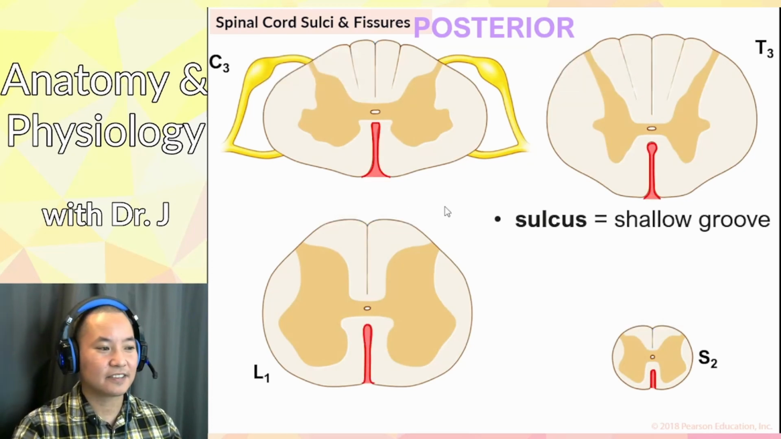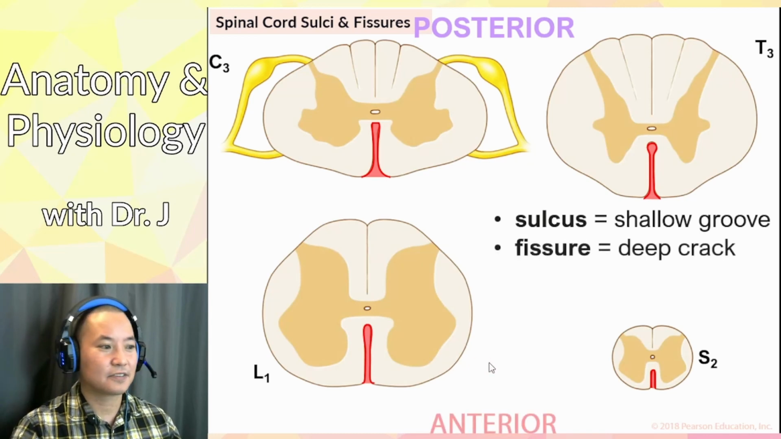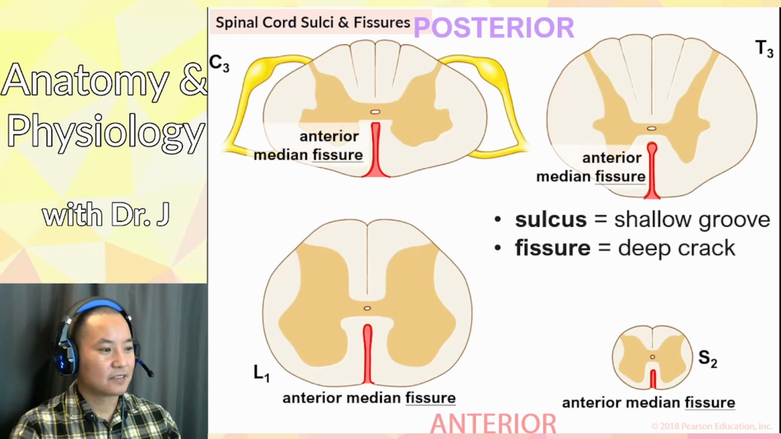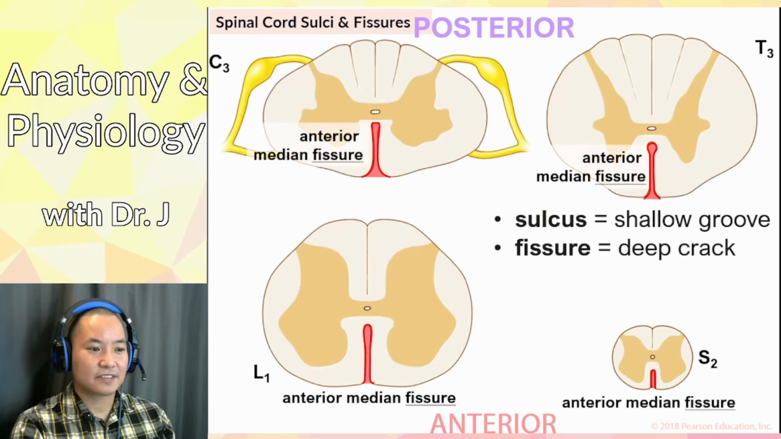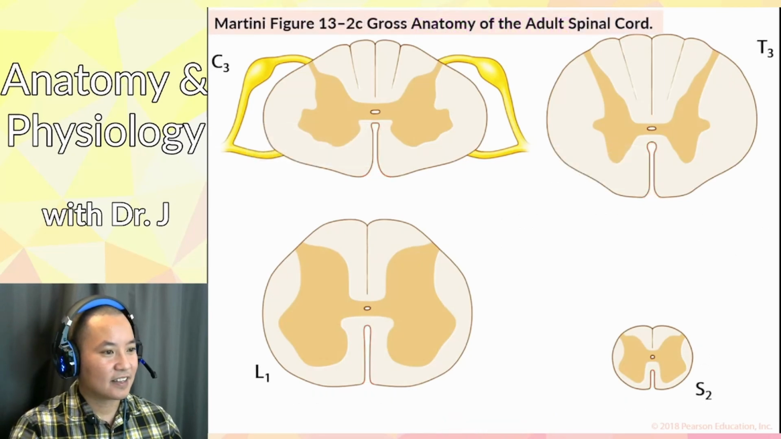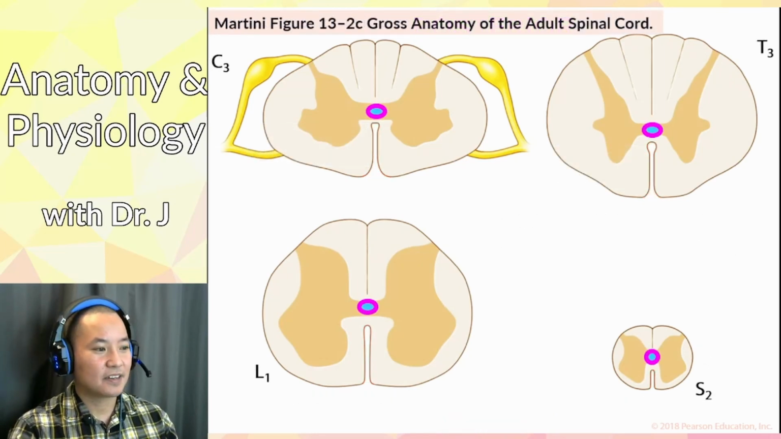Now on the anterior, we see the big fissure. Notice that this part right here, compared to the sulcus, which is pretty thin, is a little wider, and this is what we call a fissure. So this is the anterior median fissure. You see this all along the spinal cord. The posterior median sulcus, you see all along the posterior of the spinal cord, same with the anterior median fissure. And then over here, we have something called the central canal.